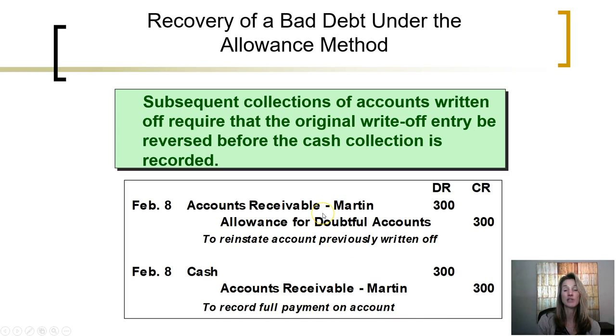would first reverse the entry by putting the receivable back into accounts receivable, increasing it with a debit, and putting it back into the allowance for doubtful accounts by crediting that account, increasing both those accounts again. Then we would receive the cash receipt, debit cash, and credit the receivables to record the payment from the customer.